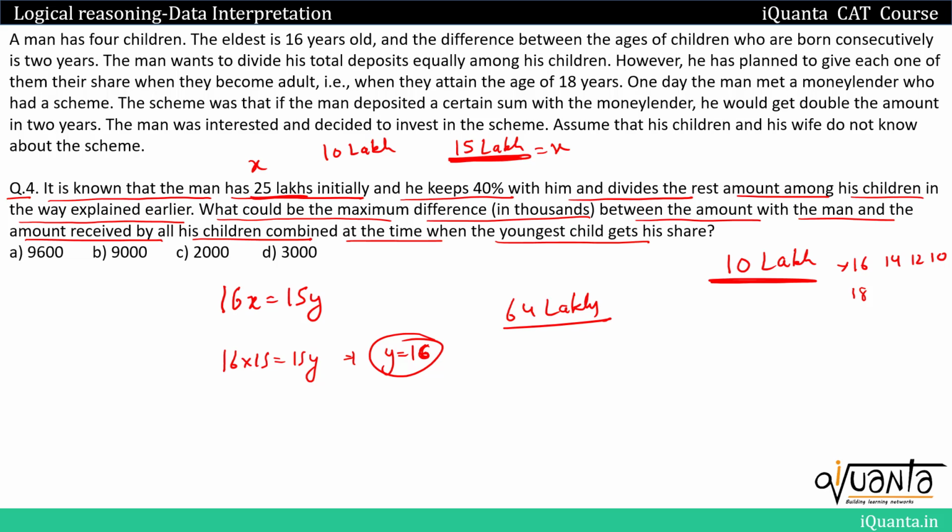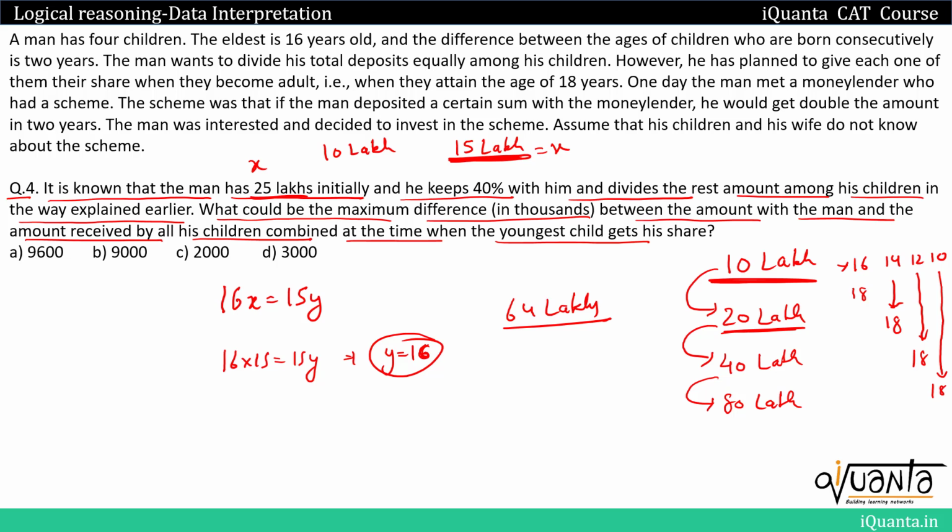So after 2 years, when the first child becomes 18, he'll have 20 lakh rupees. Now he is not giving anything out of this 20 lakh to his children, because he has already given 15 lakh for them to be divided. Then after another 2 years, when the second child becomes 18, his money would become 40 lakh, because it is doubling every 2 years. Then the third child becomes 18, and his money after 2 years would become 80 lakh. And at last, the last child also becomes 18 years old. He'll be getting his money, and during these last 2 years, his money would become 160 lakh.